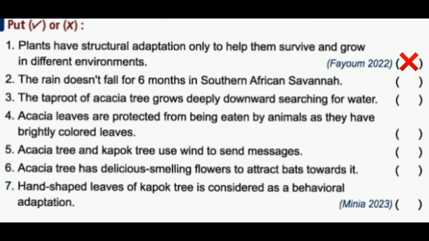Number 2. The rain doesn't fall for 6 months in southern African savanna. It's true. Number 3. The taproot of acacia tree grows deeply downward searching for water. Yes, it's true. Number 4.